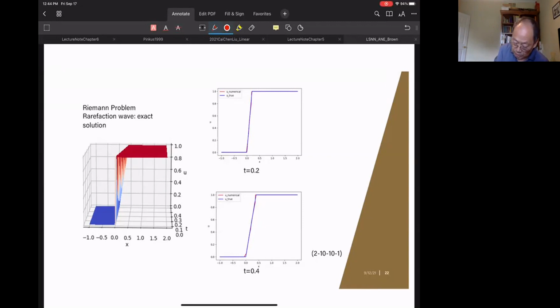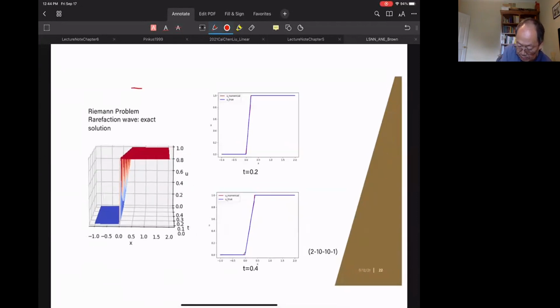But anyway, this is very interesting in a way for a rarefaction wave. So let me draw that. This is the time, this is the space. So if we have the speed on the left less than on the right, right? So the right is going this way, and the left is going this way. Sorry about that. So what you see is the following.